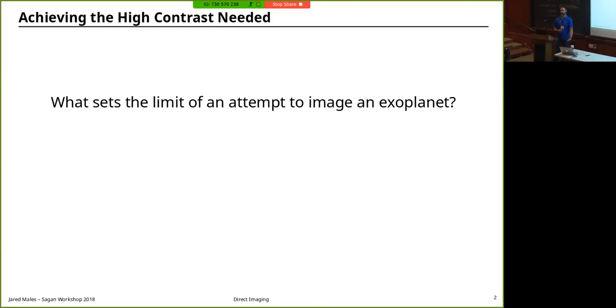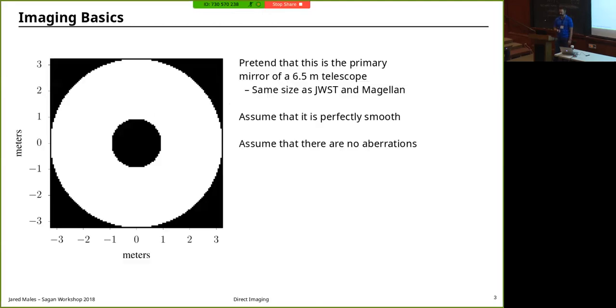Just going out there and taking images of every exoplanet that we know about. So to start out, to illustrate this with a real-world example, pretend that this diagram shows you the pupil of a 6.5 meter telescope. This is the same size as JWST or the Magellan telescopes.